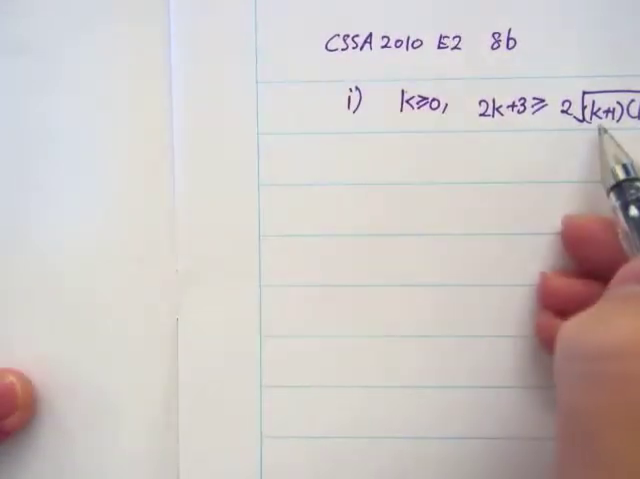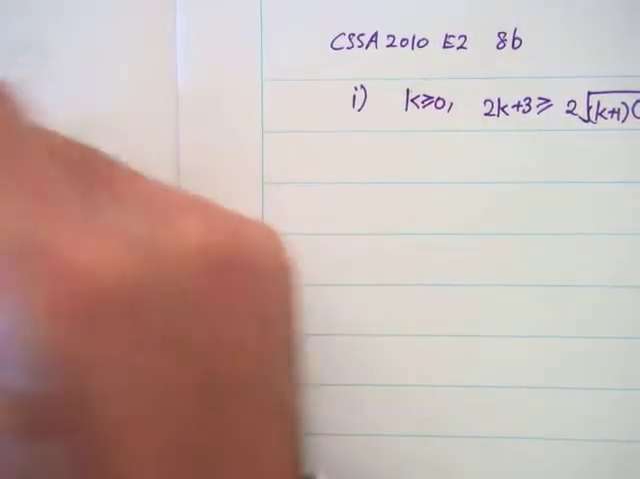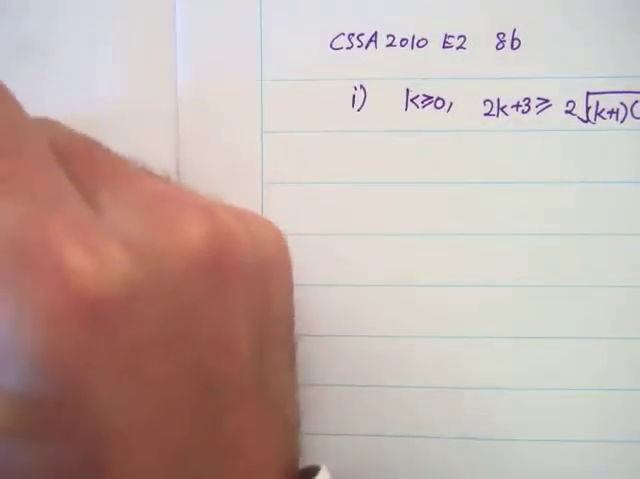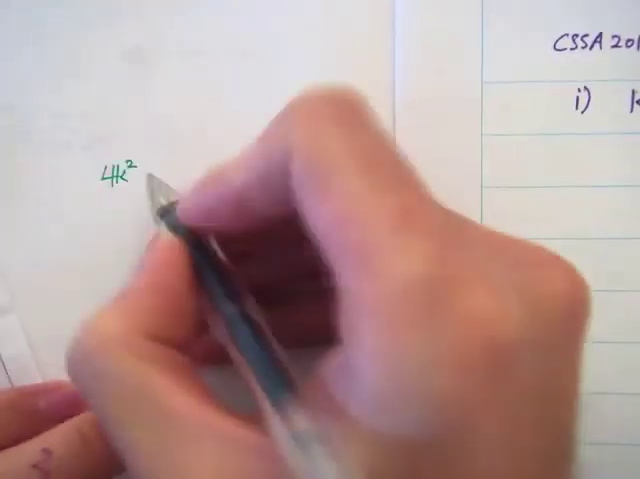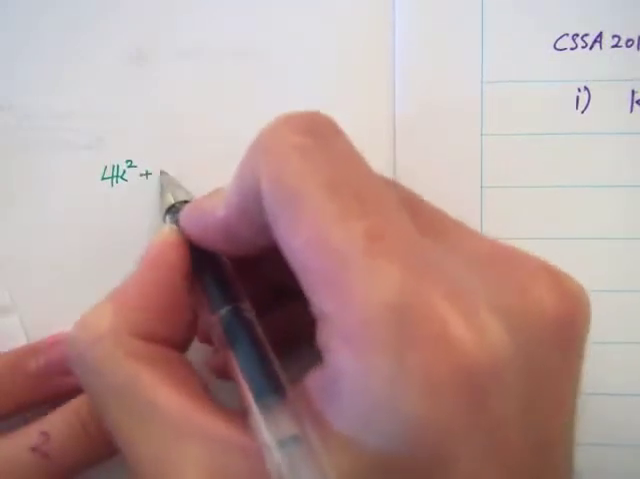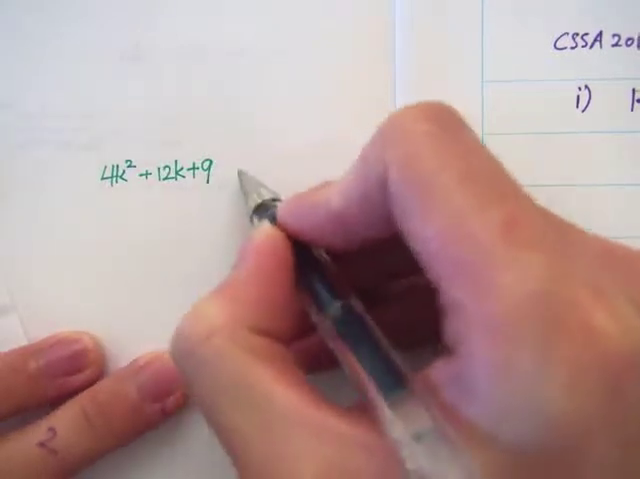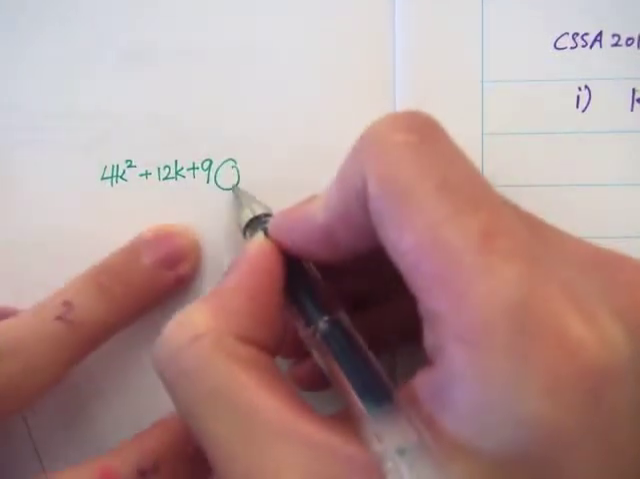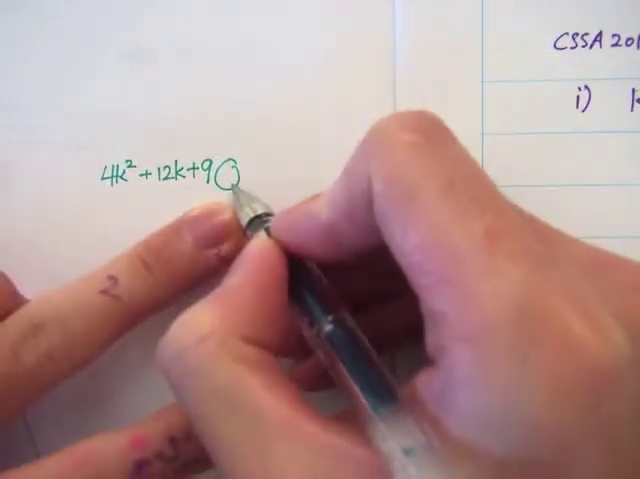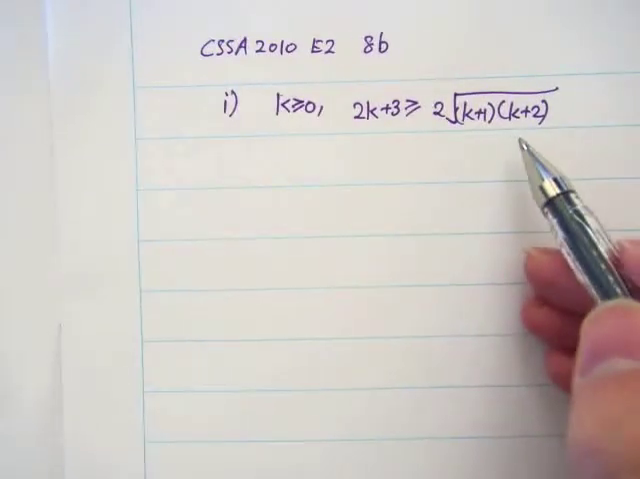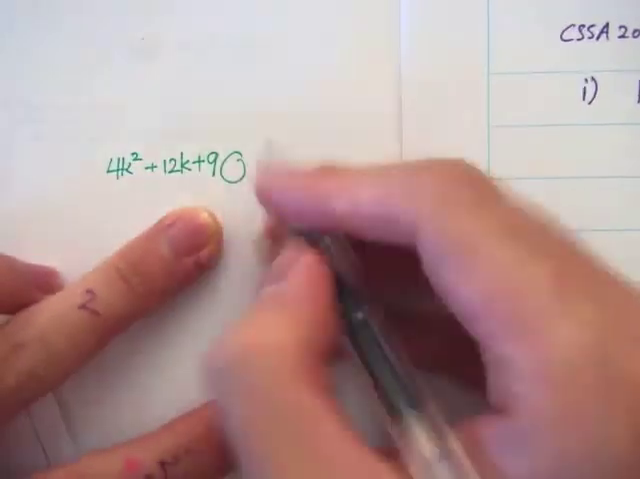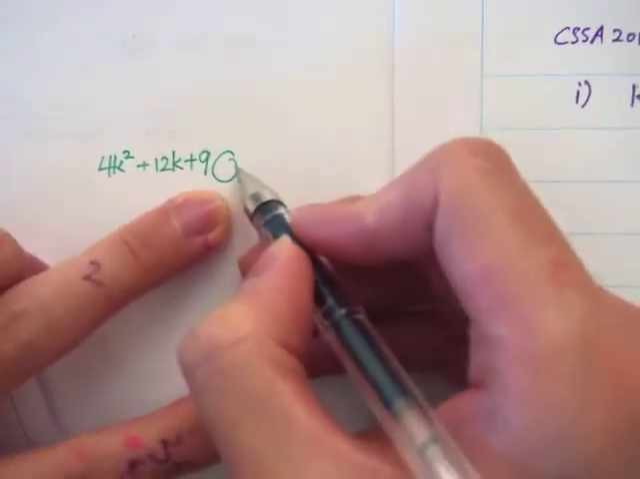So you ask yourself, what would happen if I was to square both sides? If I square both sides, I'm going to get 4k squared, and I'm also going to get the 12k, plus 9. And on the right hand side, now just put a little circle here because you're not claiming that it's greater than or equal to. You're just contemplating what's happening if you were to do the same thing to both sides, like an equation. Right? You just don't know if it's greater than or equal to or not.